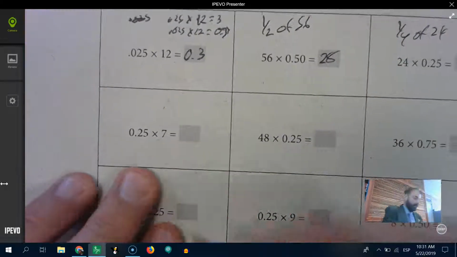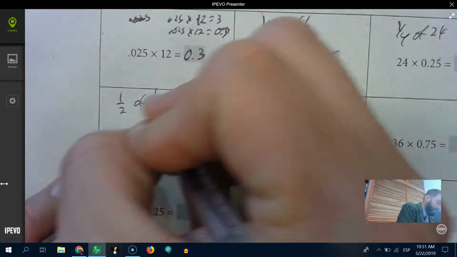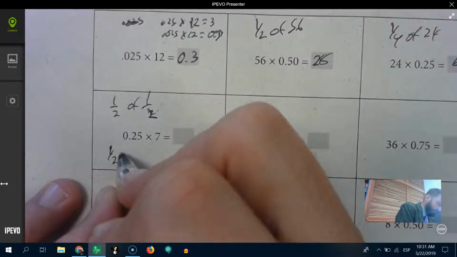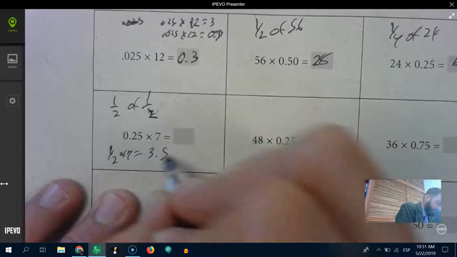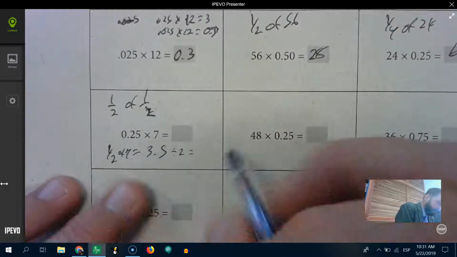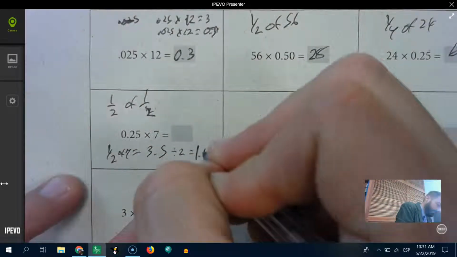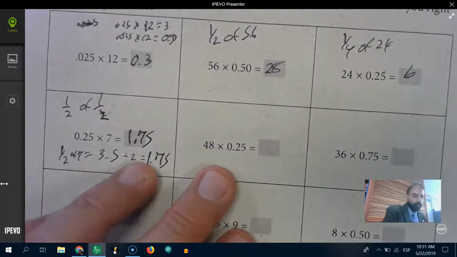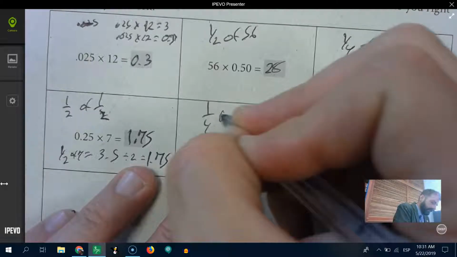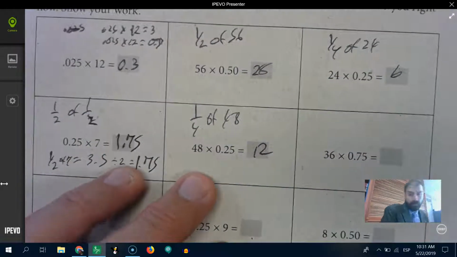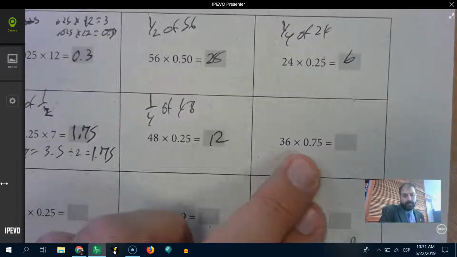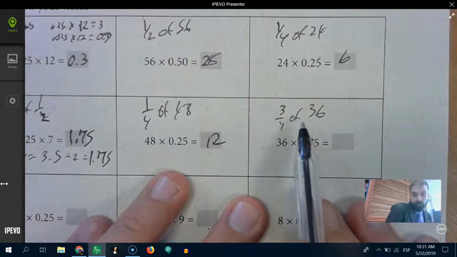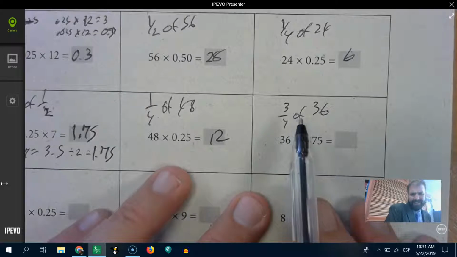0.25 of 7. Well, I know also 0.25 is half of half, right? So half of 7 equals 3.5, and then half of that is 1.75. Alright, 48 times 0.25, again this would be 1/4, so 1/4 of 48, that's going to give me 12, because 12 times 4 is 48. 36, and then this is 3/4, so I like looking at this as 3/4 of 36. So 1/4 of 36 is what? 9? So 3/4 is 27.